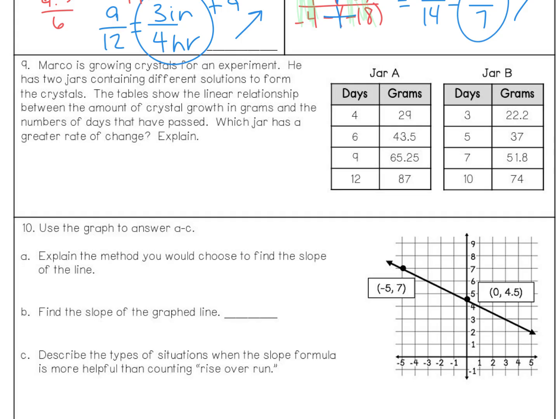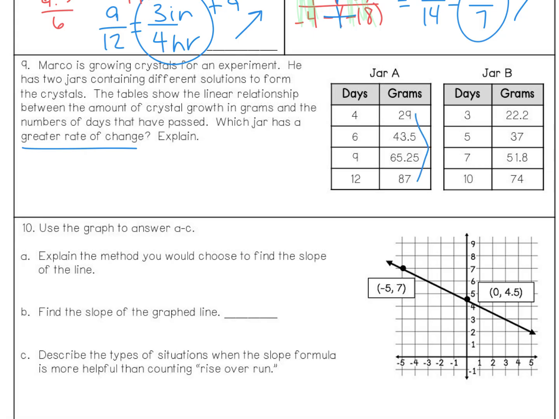Marco is growing crystals for an experiment. He has 2 jars, different solutions to form the crystals. The table shows the relationship between the amount of growth in grams and the number of days. Which jar has a greater rate of change? So we need to find our slope on both. Now, jar A and jar B both have decimals. If you want to deal with decimals, you can. Personally, I don't like decimals.